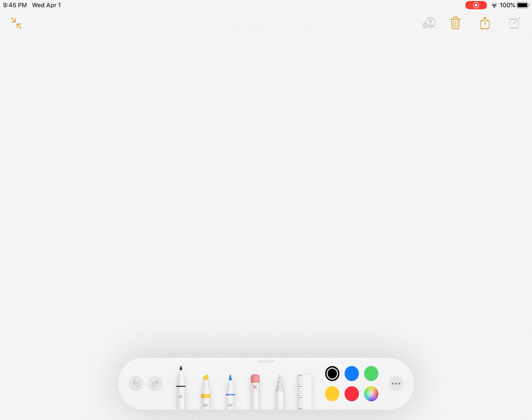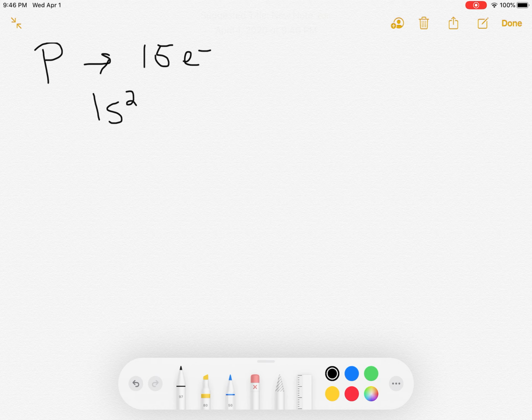Let me give you another example here. So we're going to do the orbital diagram for phosphorus. Phosphorus has 15 electrons, and again, we're just getting that from the atomic number. I like to do the electron configuration before I do an orbital diagram. That way I can see how many electrons are in each of the subshells.